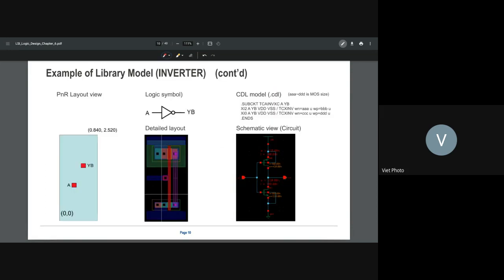If you look at it here, this one is the LEF. It describes the pin B and pin A locations, and then the size, right? The size, like you have the width and the height.